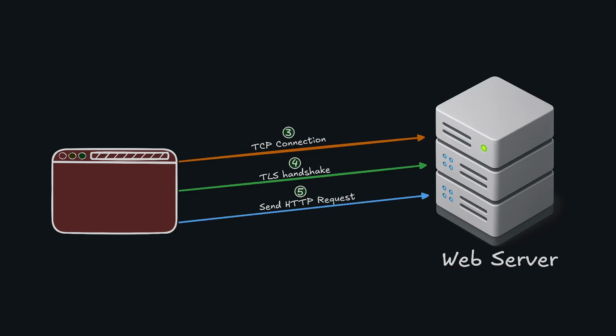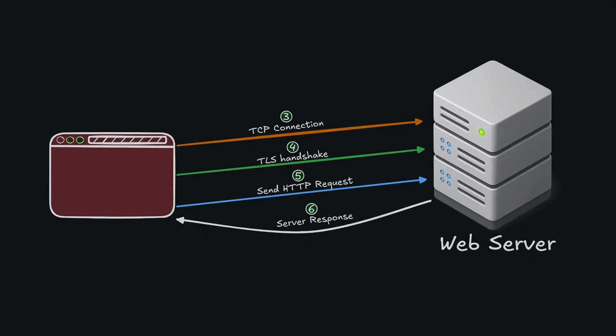Step 5 is the HTTP request. Your browser sends a request to the server. It basically says, "Hello, can you please send me the page for the laptop?" Step 6 is the server response. The server receives the request. It prepares the page and sends back all the necessary data. This usually includes HTML, CSS, images, and JavaScript.